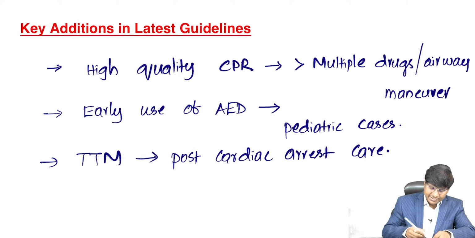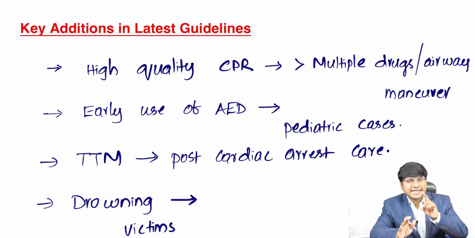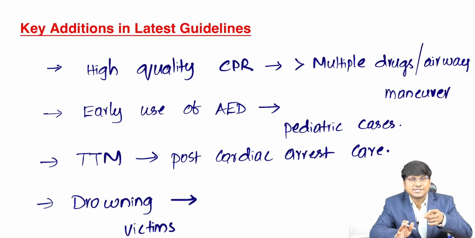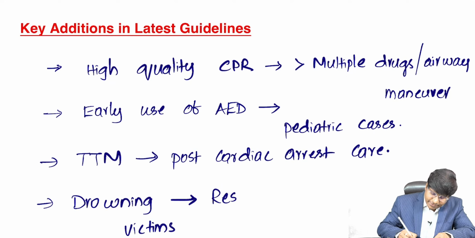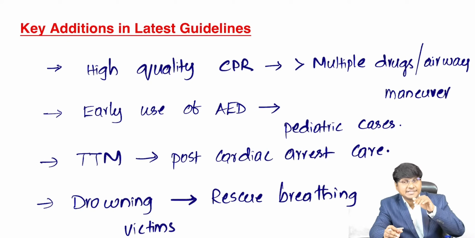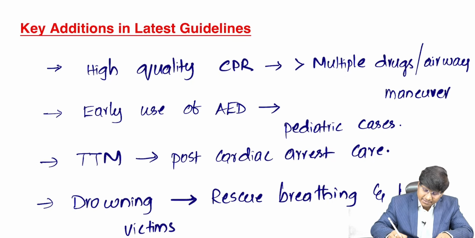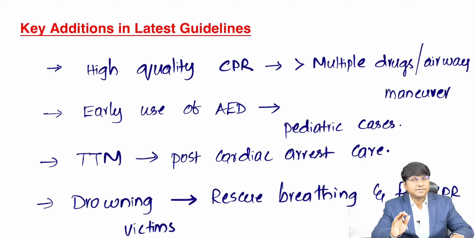Next, very important is the case of drowning victims. In drowning victims, you need to prioritize rescue breathing and full CPR. First, rescue breathing should be given, and the full CPR should be given simultaneously. It is not hands-only. So this is the case for drowning victims.